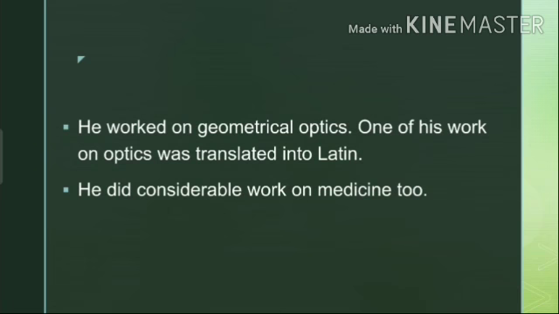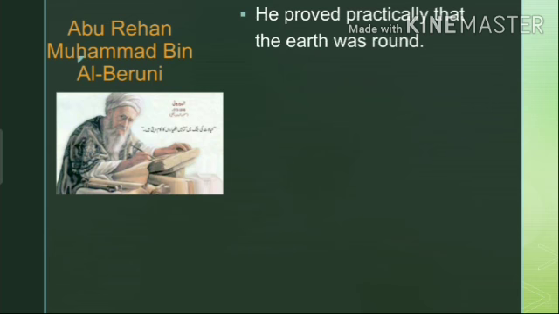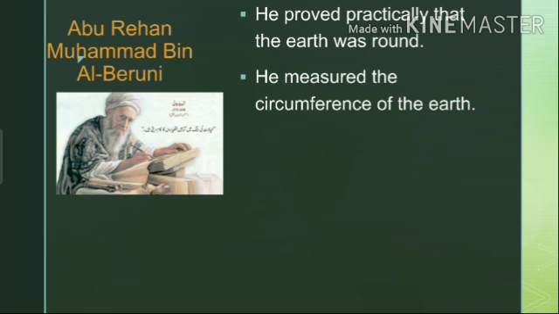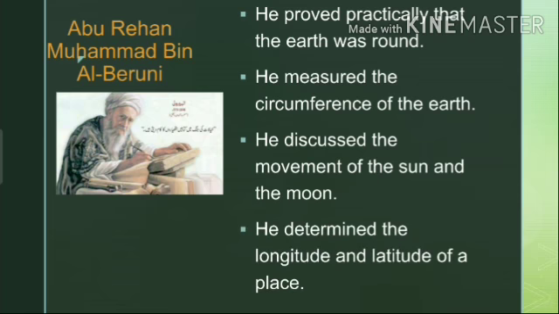The third Muslim scientist is al-Biruni. He was a great geologist. He discovered the circumference of the Earth. Let's see what points are given. Abu Rayhan Muhammad bin al-Biruni proved practically that the Earth is round. Before him, some scientists thought the earth is flat, some said the earth is square, but he proved the earth is round. Number 2, he measured the circumference of the earth, meaning the boundary of the earth.